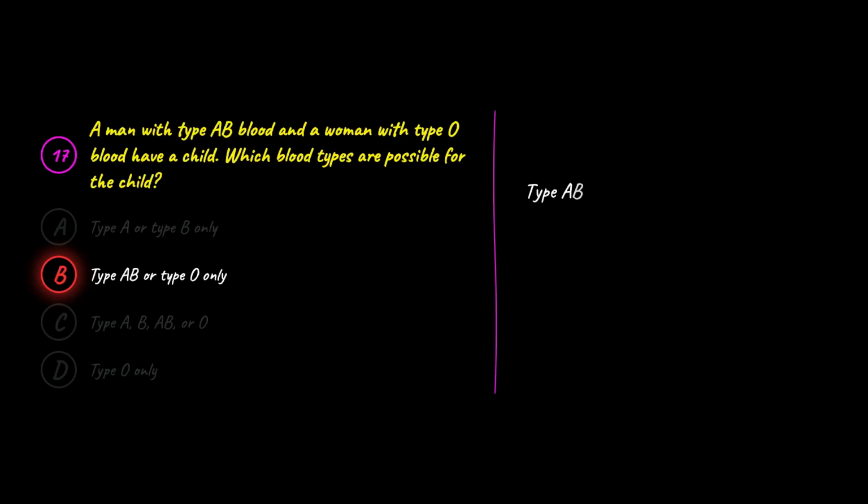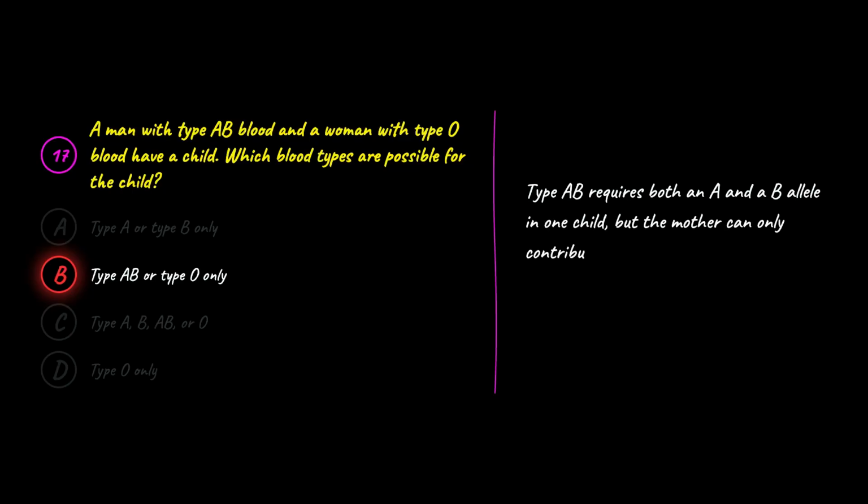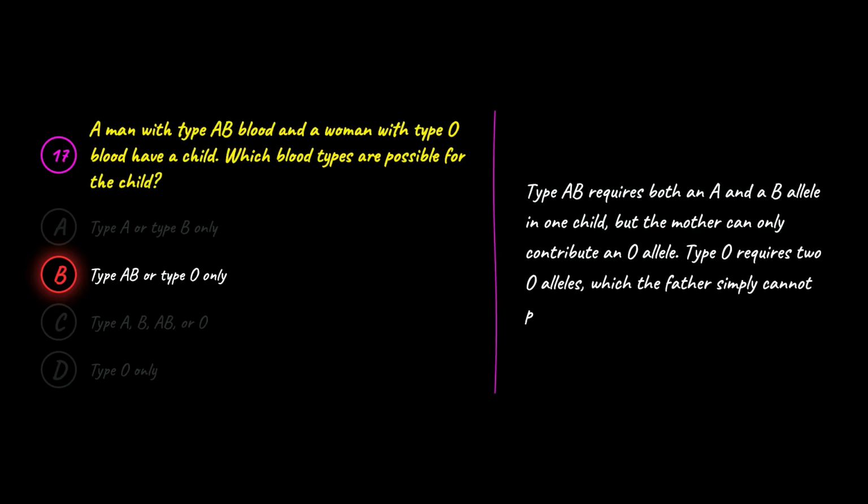B is wrong because type AB requires both an A and a B allele in one child, but the mother can only contribute an O allele. Type O requires 2 O alleles, which the father simply cannot provide.